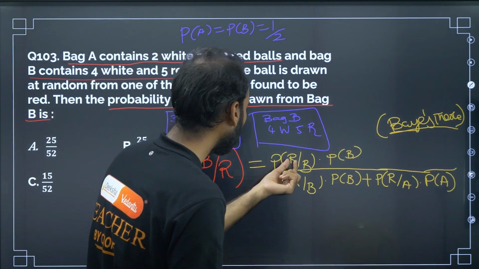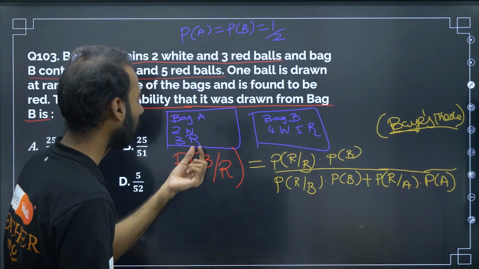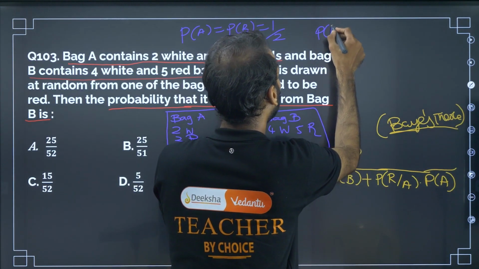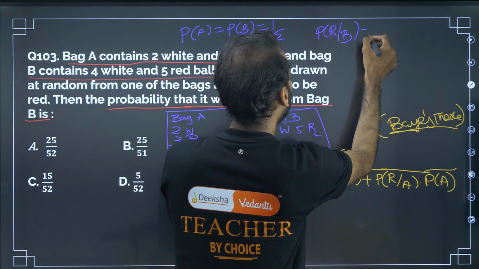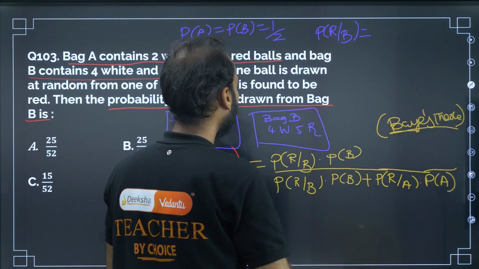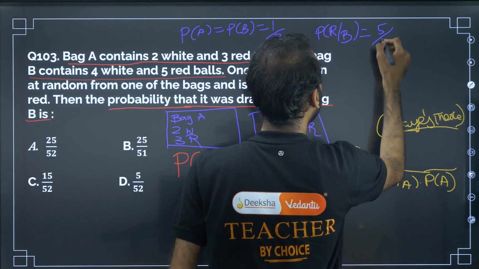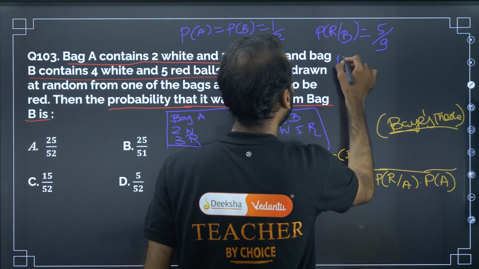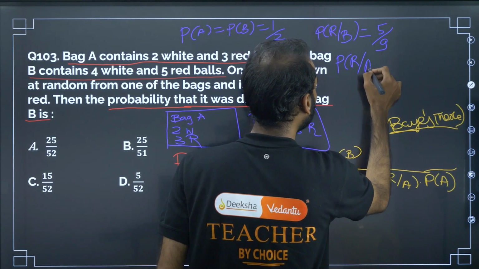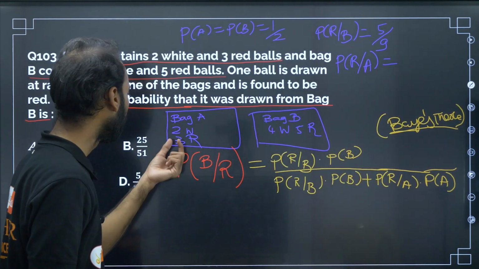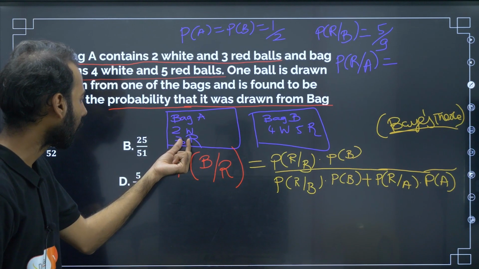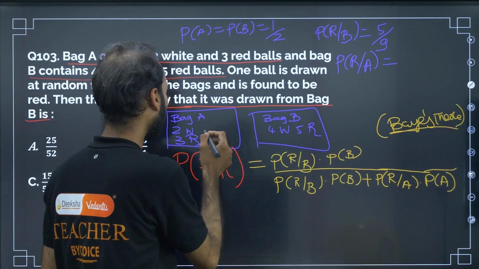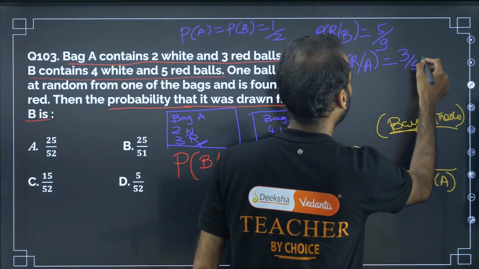What are those things? Probability of red given B. Let me write it here: probability of red given B. We are drawing a red ball from B, so that will be 5 by 9. Next, in the same way, probability of red given A is 3 by 5. 3 red balls are there, total 5 balls are there, so this is 3 by 5.